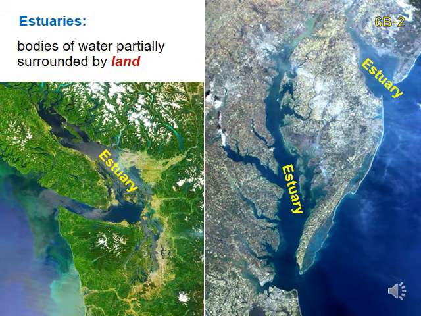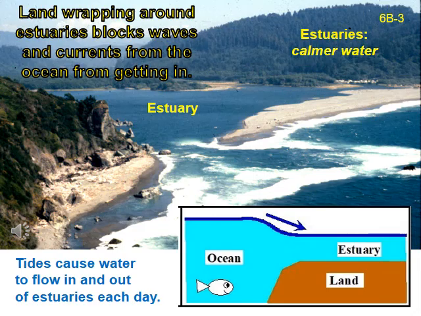Also, earthquakes can raise the ocean floor or lower land to create an estuary. This is how the southern end of San Francisco Bay formed. The land sank.